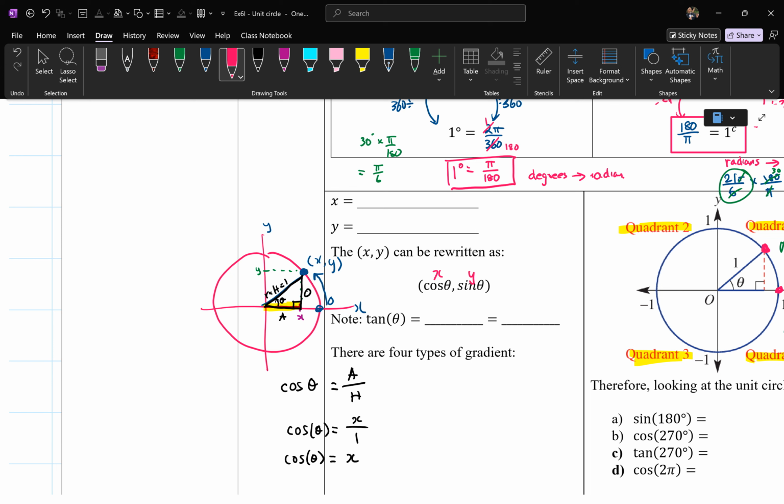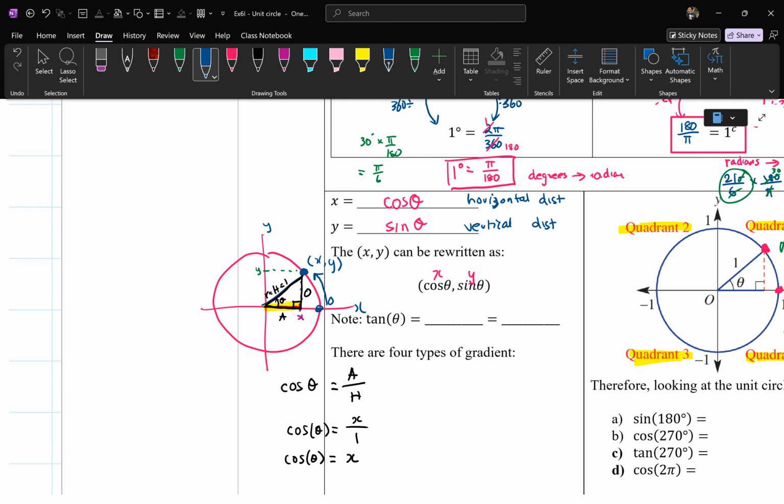So x, I want you to write here just to help you remember. X is the cos of theta, and y equals the sine of theta. On the side, write horizontal distance to remind you. And this is the vertical distance from where the point is.